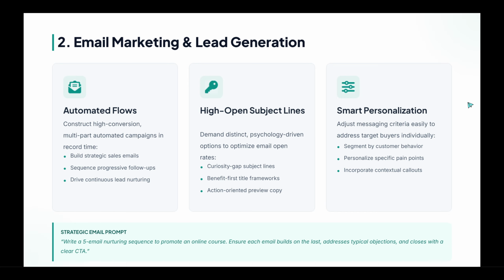Next up, email marketing and lead generation. ChatGPT can generate promotional emails, polished newsletters, and subject lines that actually earn opens. If you need a complete sales sequence, try, write a 5-email sequence to promote an online course and generate sales. Ask it to include compelling subject lines, short preview text, and a clear call to action in each message.